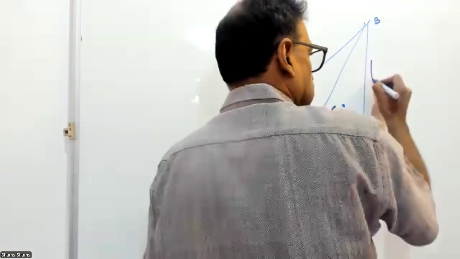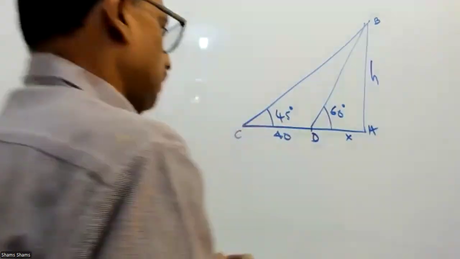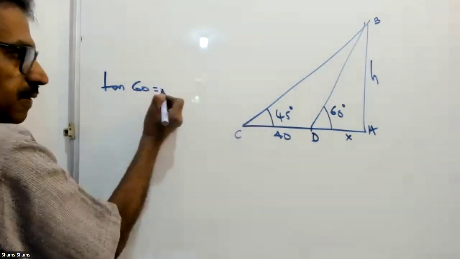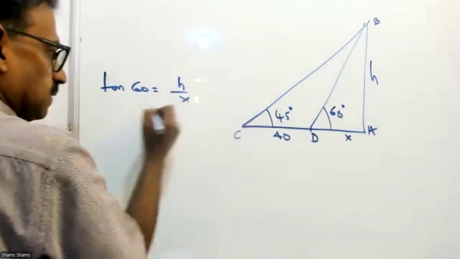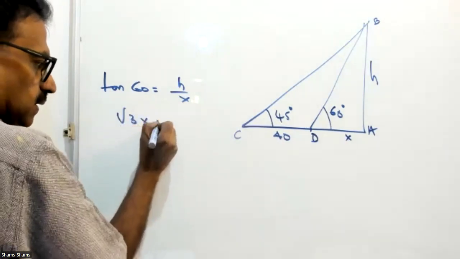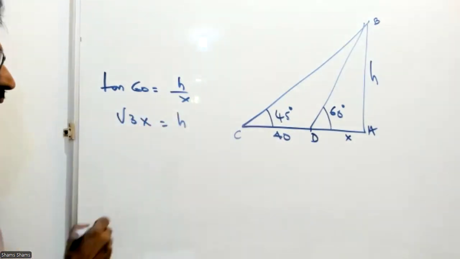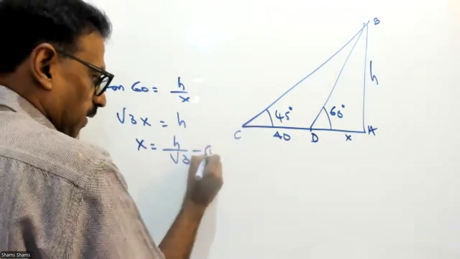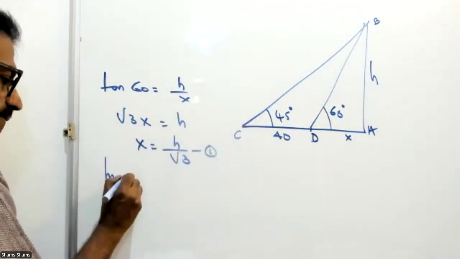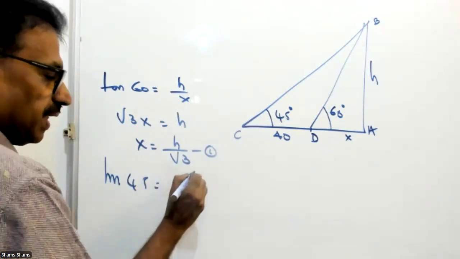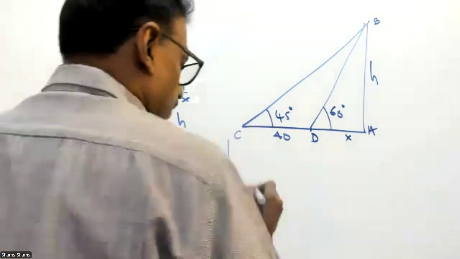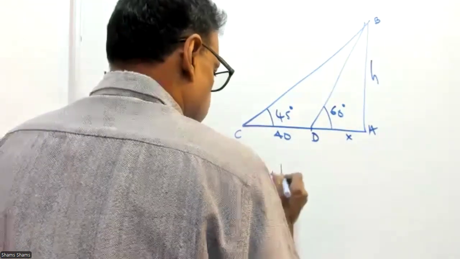So this is H, this is X. Okay, look at here now. Tan 60 equals H by X. Root 3 X equal to H. X equal to H by root 3. Number 1. Tan 45 equal to H by 40 plus H. Tan 45 is 1. So 40 plus H.